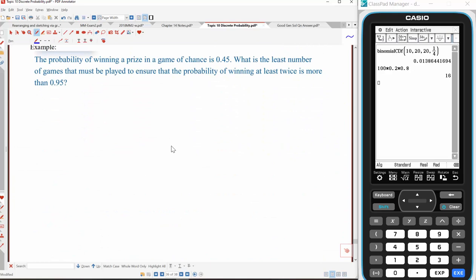All right, the probability of winning a prize in a game of chance is 0.45. No, we're not going to do this question. We'll save this for later.